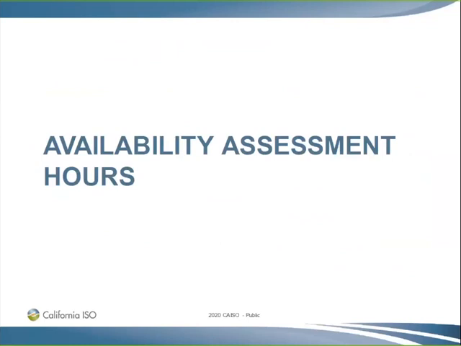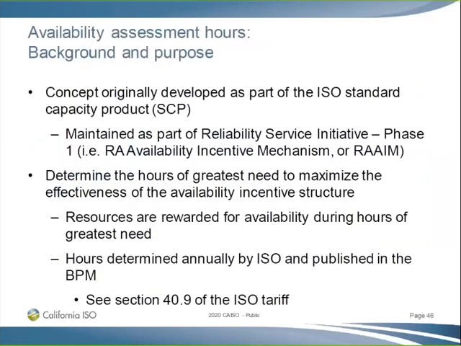All right, thanks, Hong. I will wrap things up by going over the availability assessment hours. Next slide, please. The availability assessment hours are a concept originally developed as part of the ISO standard capacity product, and they're maintained as part of the Reliability Service Initiative, or RSI. Our goal here is to determine the hours of greatest need to maximize the effectiveness of the availability incentive structure. These hours are determined annually by the ISO and published in the BPM, and resources are rewarded for having availability during hours of the greatest need.